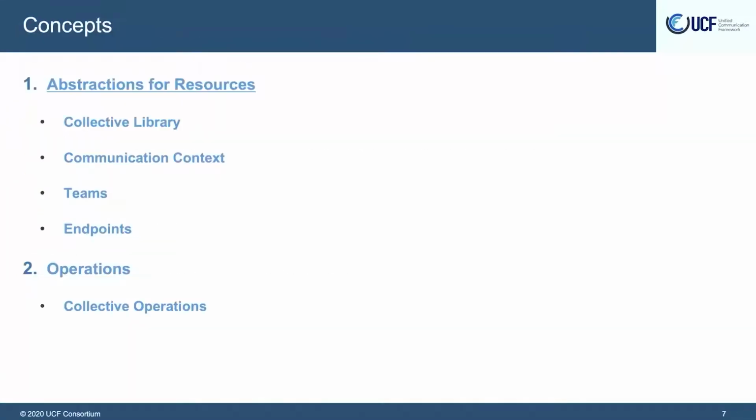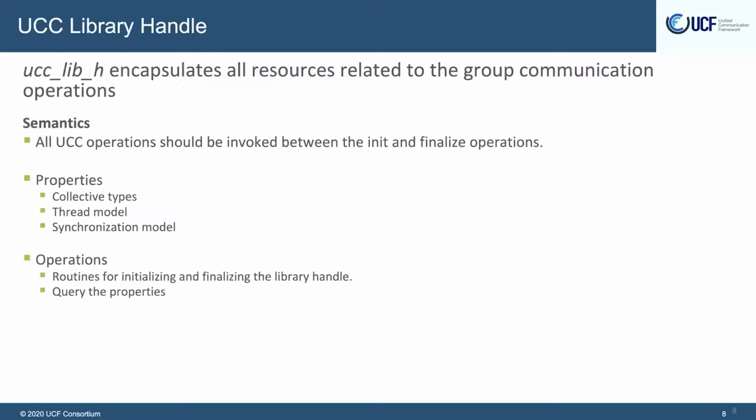So what we have is a collective library, which is one abstraction that we have, then communication context, teams and endpoints, and then we have operations. What's a library? The UCC library handle encapsulates all the resources related to group communication. So you want to start all the operations after initializing the library and before finalizing the library.